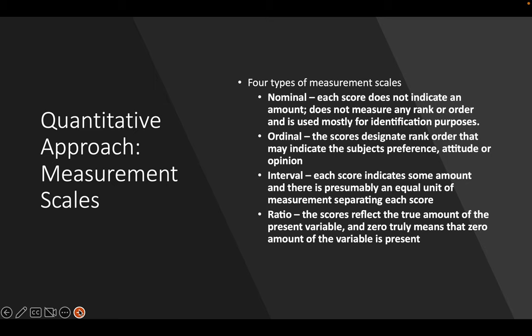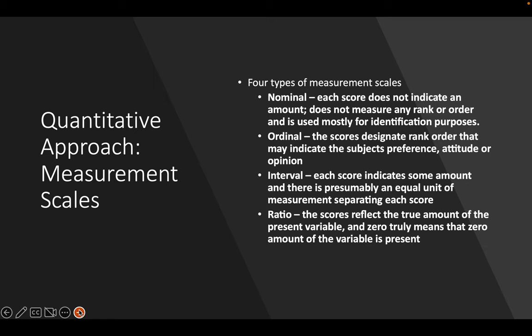Our ordinal is going to be scores that designate a rank order that may indicate a subject's preference, an attitude, or opinion. So think about average, below average, above average, or you might place in a swim meet 1, 2, or 3. With intervals, this is going to be each score that indicates some amount, and there's going to be presumably an equal unit of measurement separating each score. So this is going to be similar to a Likert scale, where you give something a score, 1, 2, 3, 4, or 5, and it actually means something.